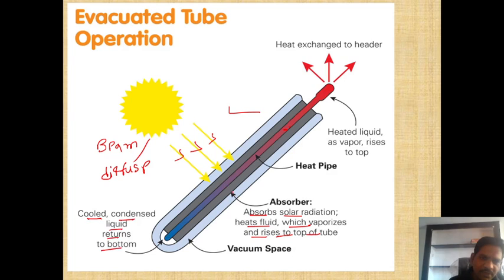After absorbing the solar energy, the temperature will increase and it will rise in an upward direction to this heat bulb. Okay, this bulb portion, and heat exchanges to the headers. So this is the heated liquid as a vapor rising to the top, and there is a vacuum provided in between the tube and this section. This vacuum reduces the heat losses from the system to the surroundings.